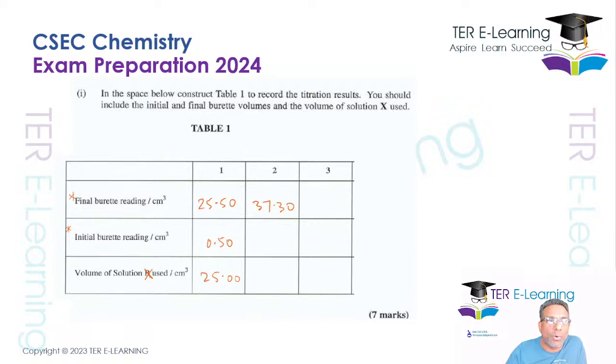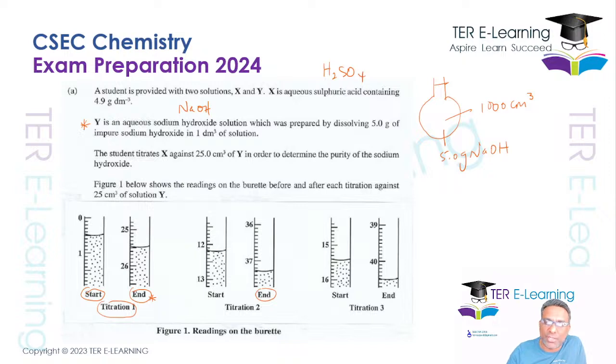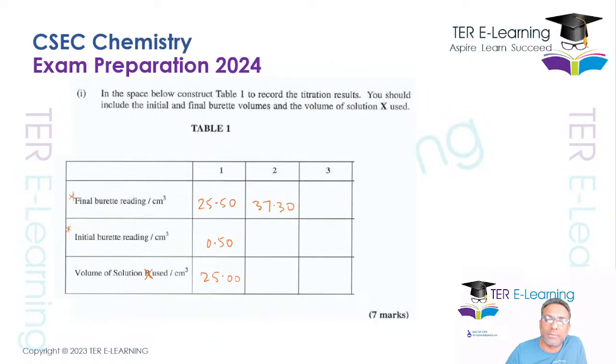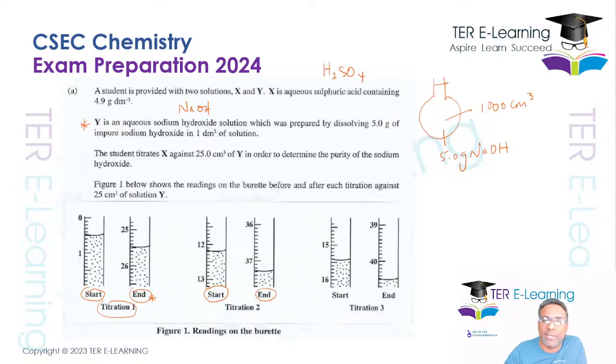Next one now, we want the final burette reading, sorry, the initial for titration 2. This one here. What is that reading there? Right, I've seen 12.20. Yep, that's fine. So when we do the subtraction here, we're going to get 25.10.